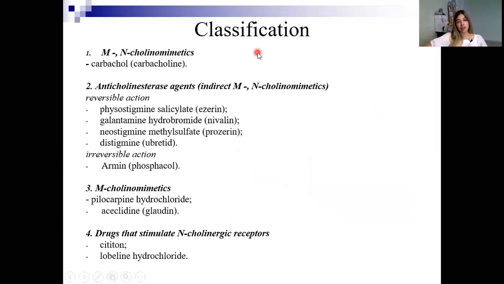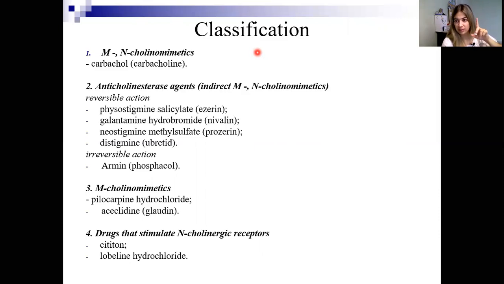And now let's look at the classification and try to remember some drug names. Well, I will not read them. I think that if you want, you can stop the video here and make a screenshot or write it down in a notebook. So here is the classification, and we have some drugs which are M and N cholinomimetics. That means they stimulate both M and N cholinereceptors. Also, we have anticholinesterase drugs. What are they? They block cholinesterase.